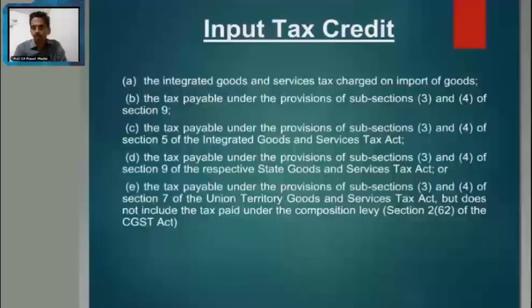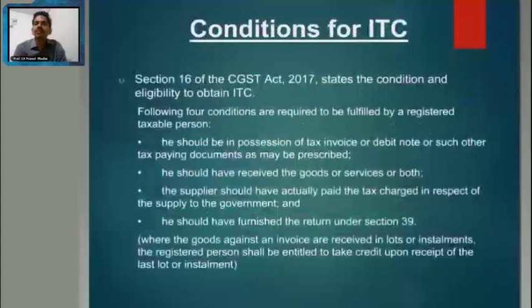Okay, let us start with the input tax credit. Now, as far as ITC is concerned, we have to see what the definition of ITC is. As you can see, we are talking about a variety of taxes. That is first IGST, then CGST, then SGST, then for union territories, UTGST. So these are the variety of taxes which are paid, and finally the cess, that is compensation cess. So all these are available as ITC.